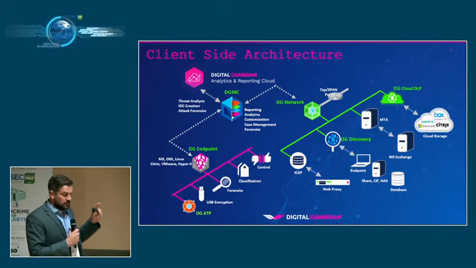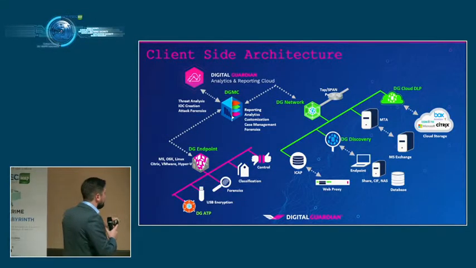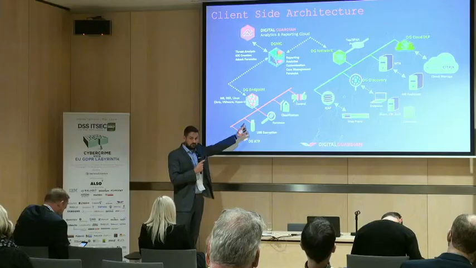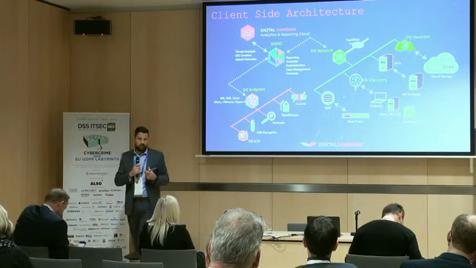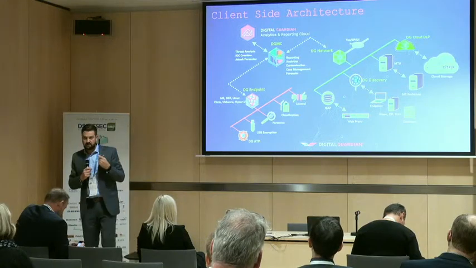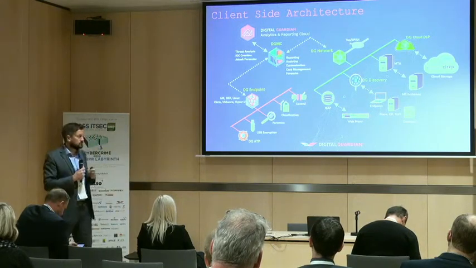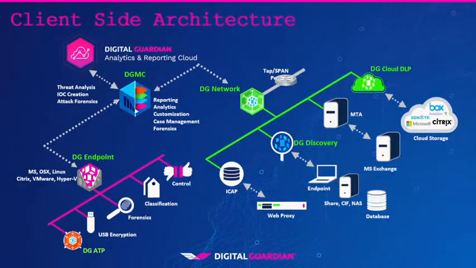So the architecture is quite simplistic. This looks quite complex, but we have the endpoint architecture here. And on the endpoint, we have a single agent that works on Windows, Mac, and Linux endpoints. And with that one agent, we can perform various DLP functionality. So we can stop, block, alert, quarantine information. We can perform forensics on that endpoint.